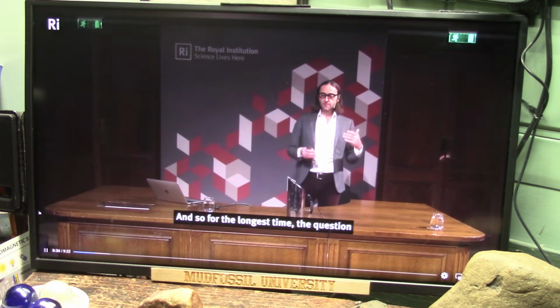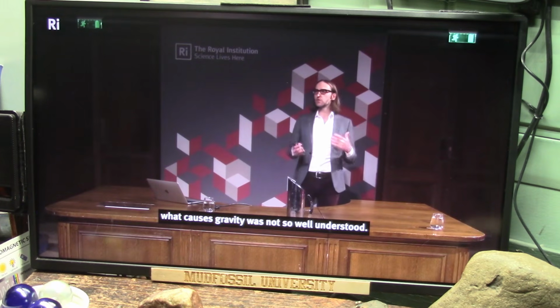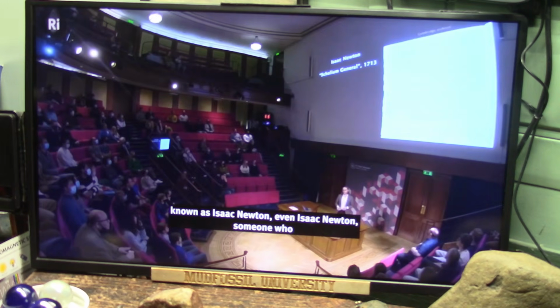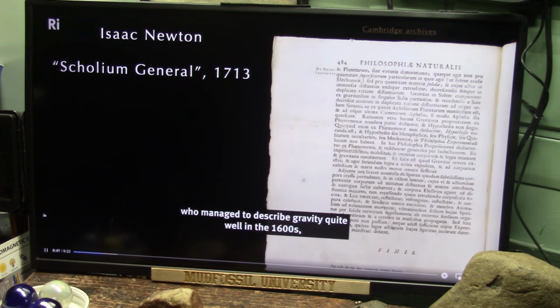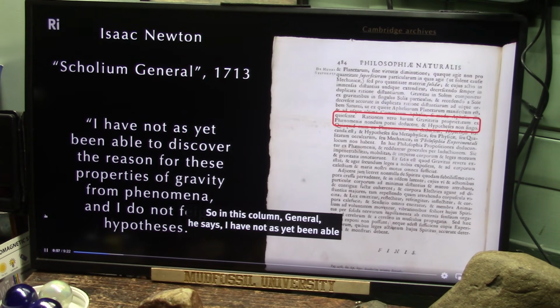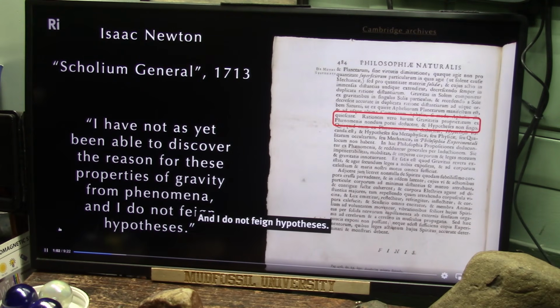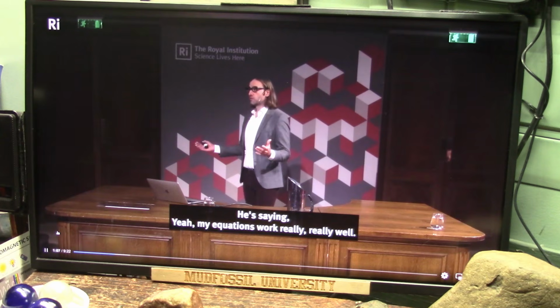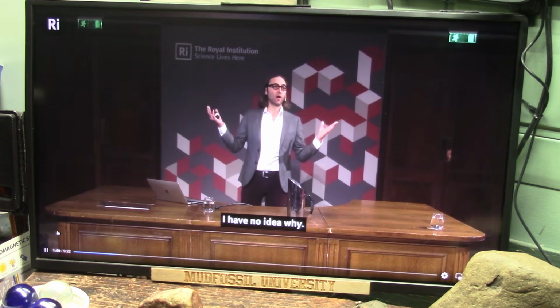And so for the longest time, the question, what causes gravity, was not so well understood. And even a fairly bright guy known as Isaac Newton, someone who managed to describe gravity quite well in the 1600s, even Isaac Newton at some point had to admit, I don't know what's going on. So in the Scholium General, he says, I have not as yet been able to discover the reason for these properties of gravity from phenomena, and I do not feign hypotheses. He's saying, yeah, my equations work really, really well, but the why, I have no idea why.